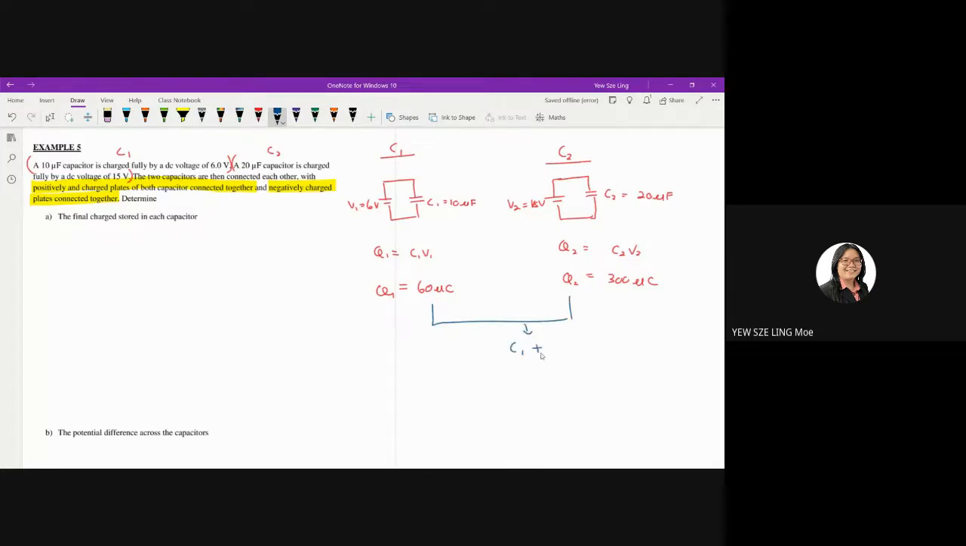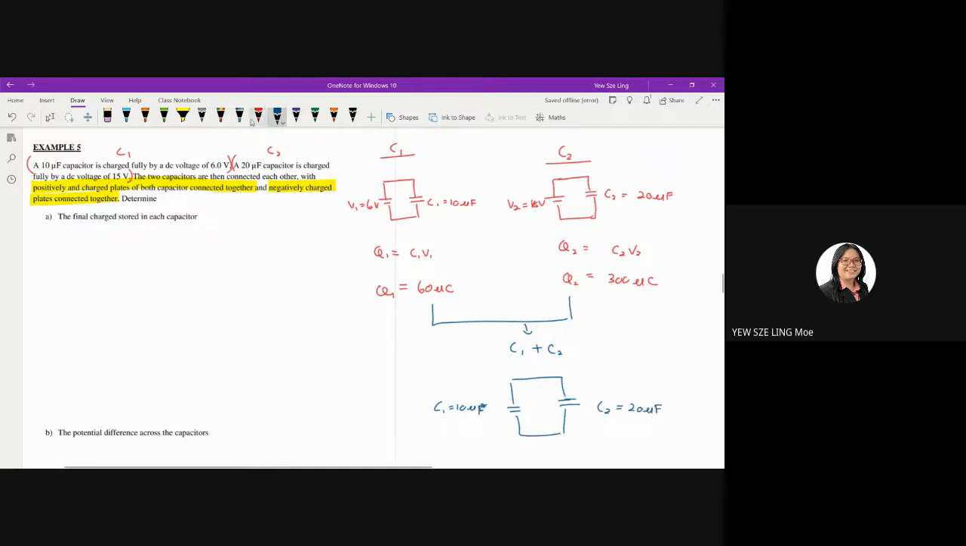Okay, you put C1 and C2 together. So now you have a C1 right here, C1, which equals 10 microfarad. I'm going to write it like this. So this is your C1. Now you connect it to C2. So C1 and C2, now you connect them together. So C2 equals 20 microfarad.